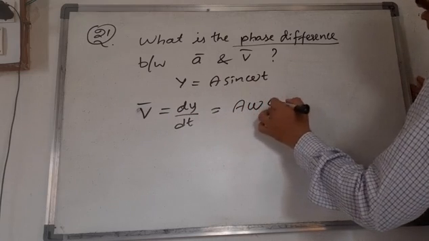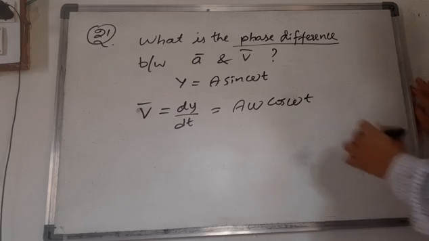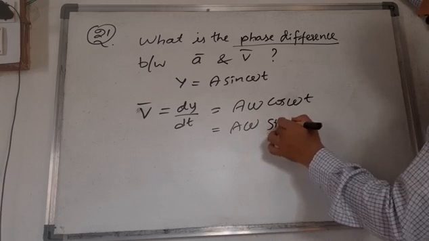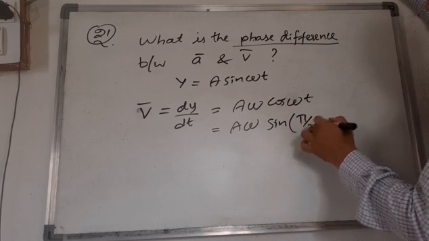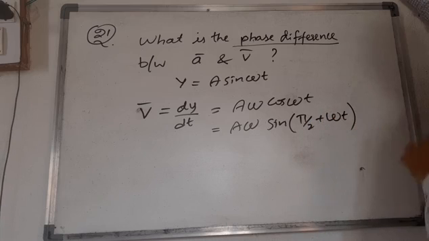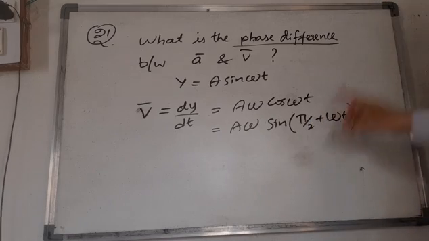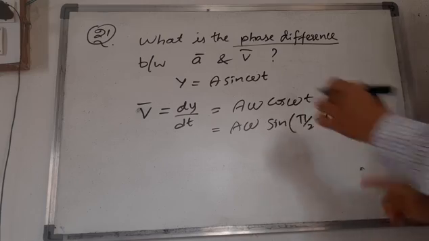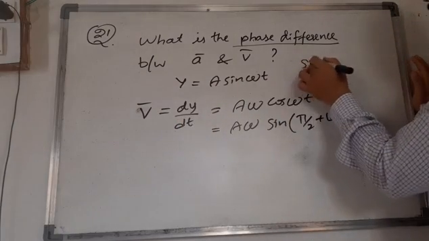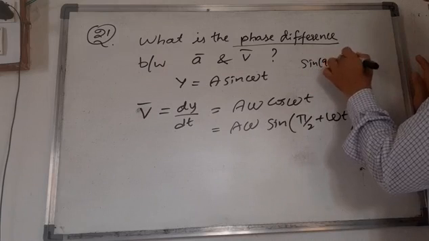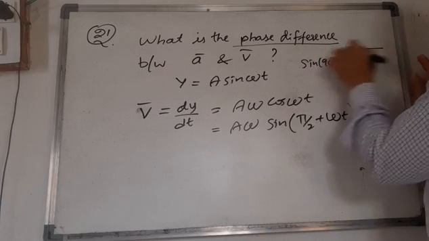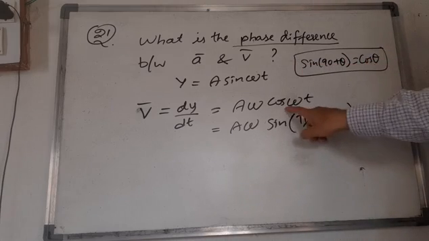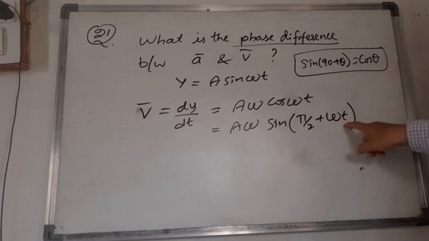So if I differentiate this, what will I get? A omega cos omega t I will get. But what can I write this as? A omega sine of pi by 2 plus omega t. If I write sine of 90 plus theta, again you will get cos theta. So both are the same. Based on the trigonometrical rule, sine of 90 plus theta is equal to cos theta. So similarly cos omega t is equal to sine of 90 plus omega t.